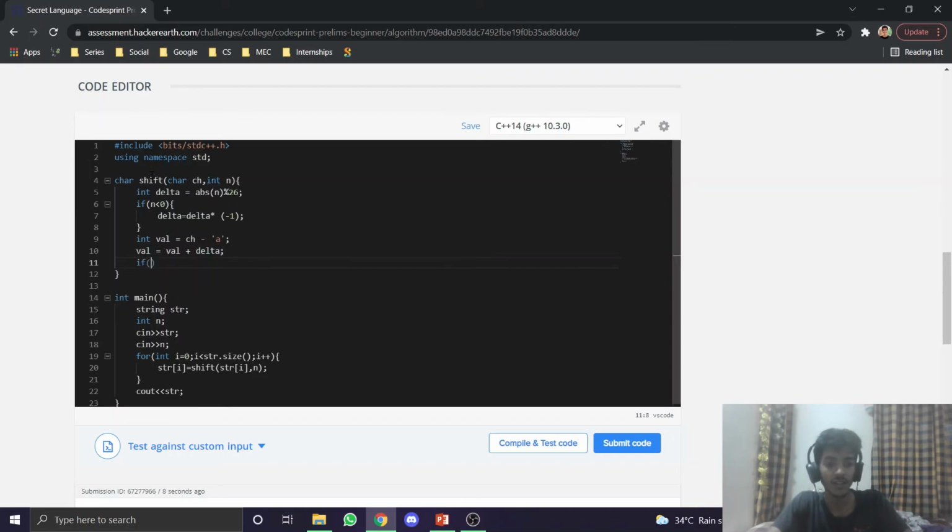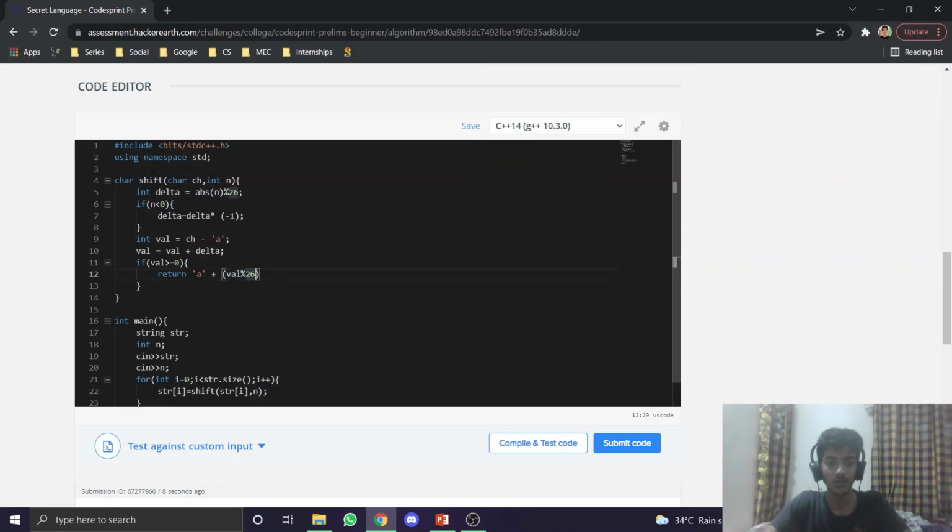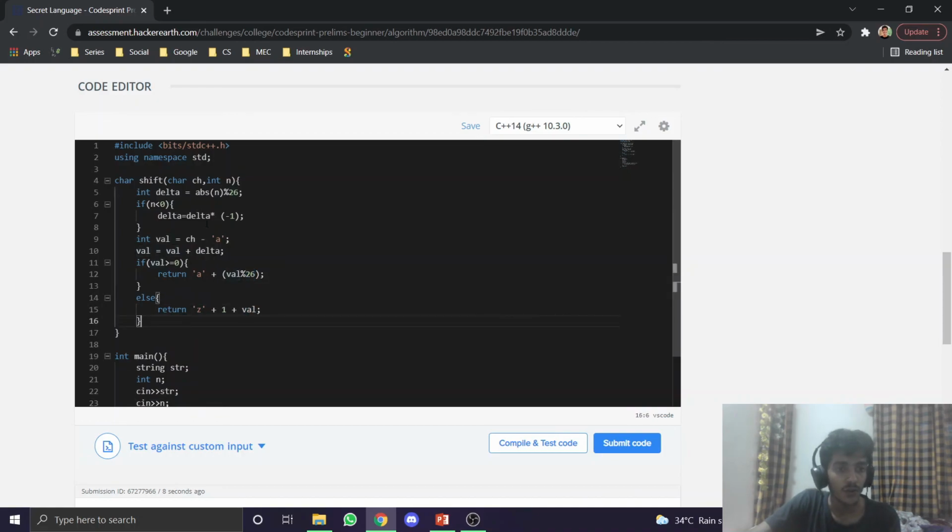And after doing that, if value is greater than or equal to 0, then it's easy. Then return a plus value mod 26. Let's put that in brackets. And if it is not greater than or equal to 0, that is, if it is negative, then we need to count back from z, right? So z plus 1 plus value. If the value is negative, it won't exceed minus 26. We are sure, that's why we are not taking modulus here. So I think this should do it.